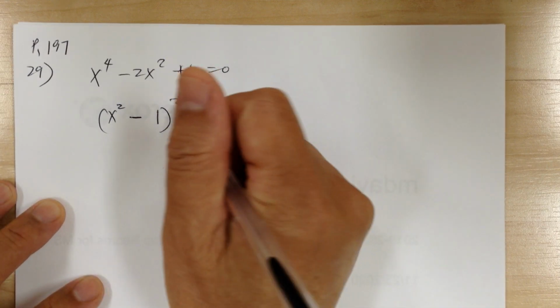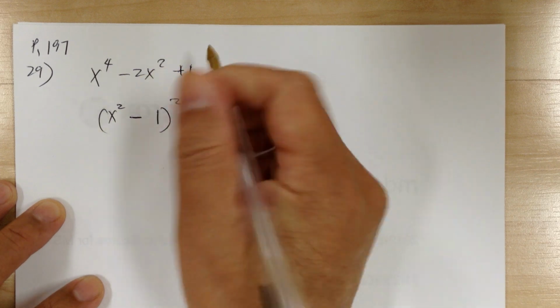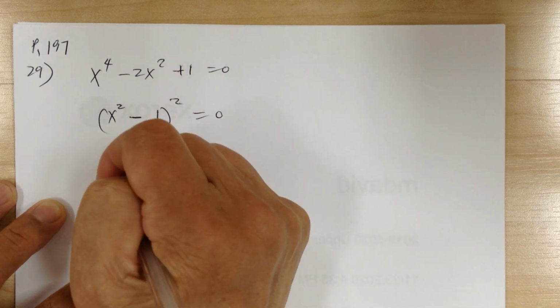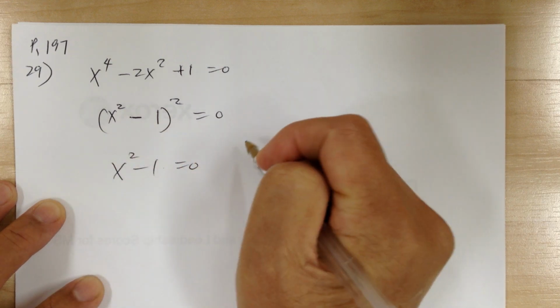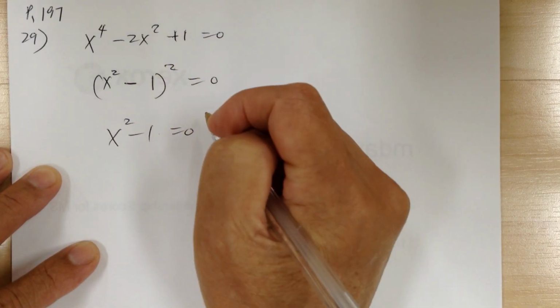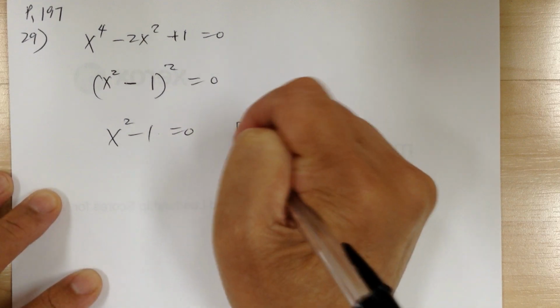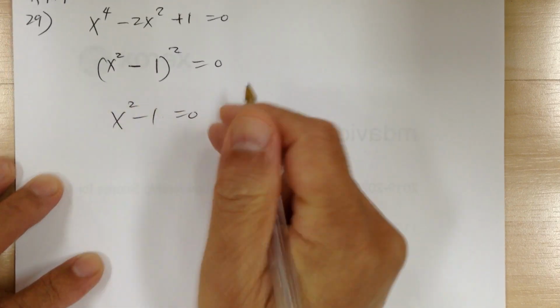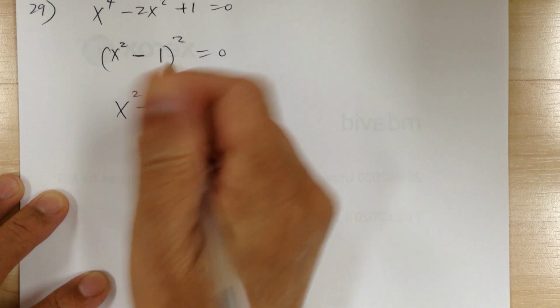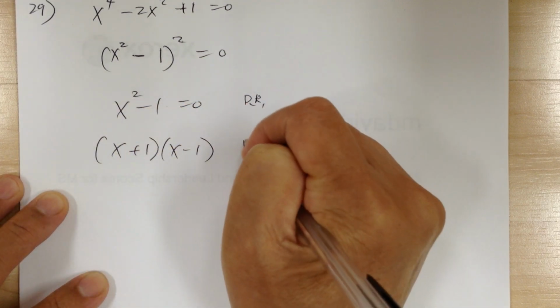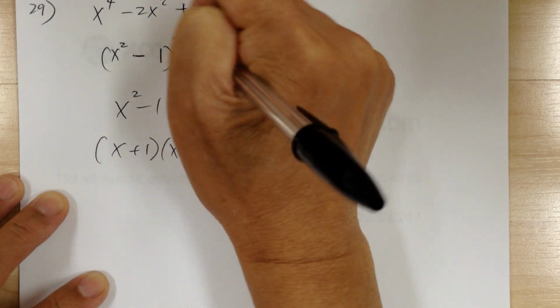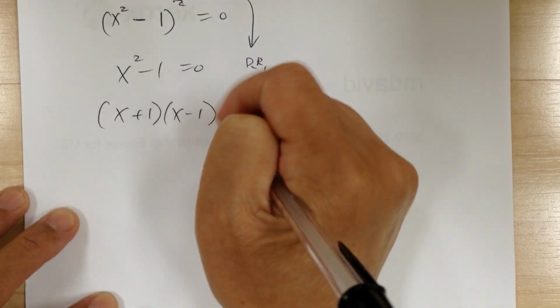From here, notice it's squared, so that means you're going to get a double root. But from here, you're going to have x squared minus 1 equal to 0, and again this is double because of the square. So everything is double, a double root for everything. And then from here, you can factor again. So you get x plus 1, x minus 1. And again, this is a double root because of this square. This will give you a double root for all of them.